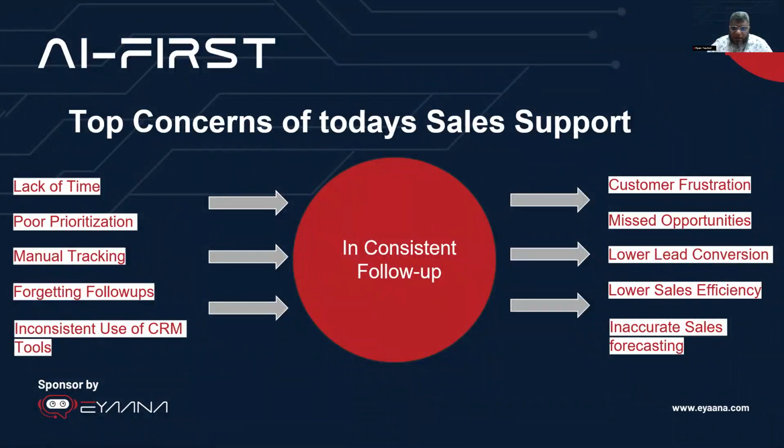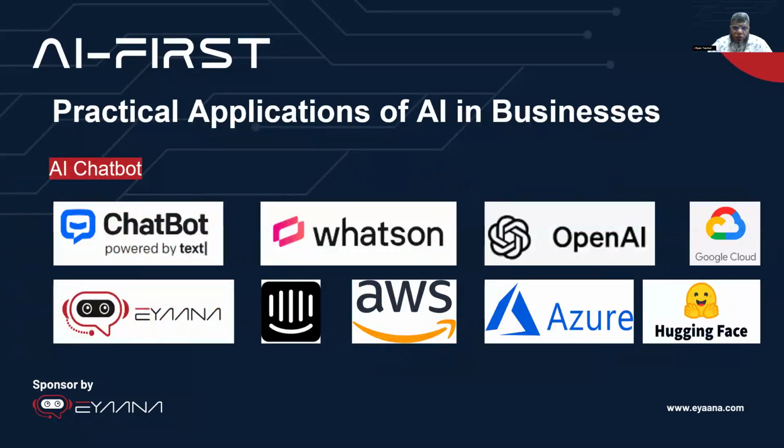And definitely, you will have missed a lot of opportunities. You will have lower lead conversion, lower lead efficiencies, inadequate sales forecasting, customer frustration. All of these things will happen when these things happen. So now that we have looked into the top concerns, let's look at some of the practical applications in business where AI is used. So these are some of the top chatbot solutions that are there.